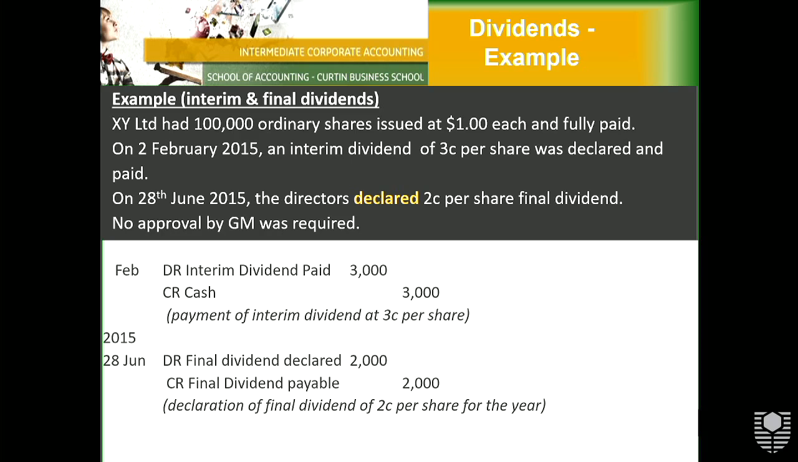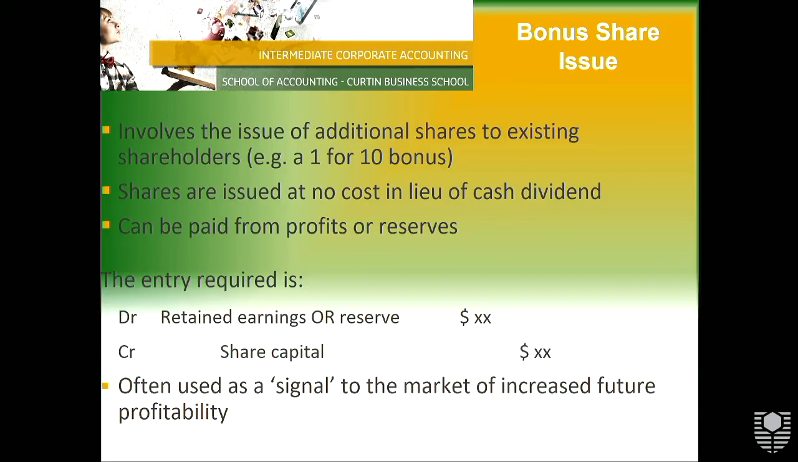Then on the 28th of June, we're going to declare the final dividend. So 2 cents per share. 2 cents times the 100,000 is $2,000. We're going to debit our final dividend declared and credit our final dividend payable. Again, that's rolling up into your retained earnings. So you've got retained earnings / final dividend declared.